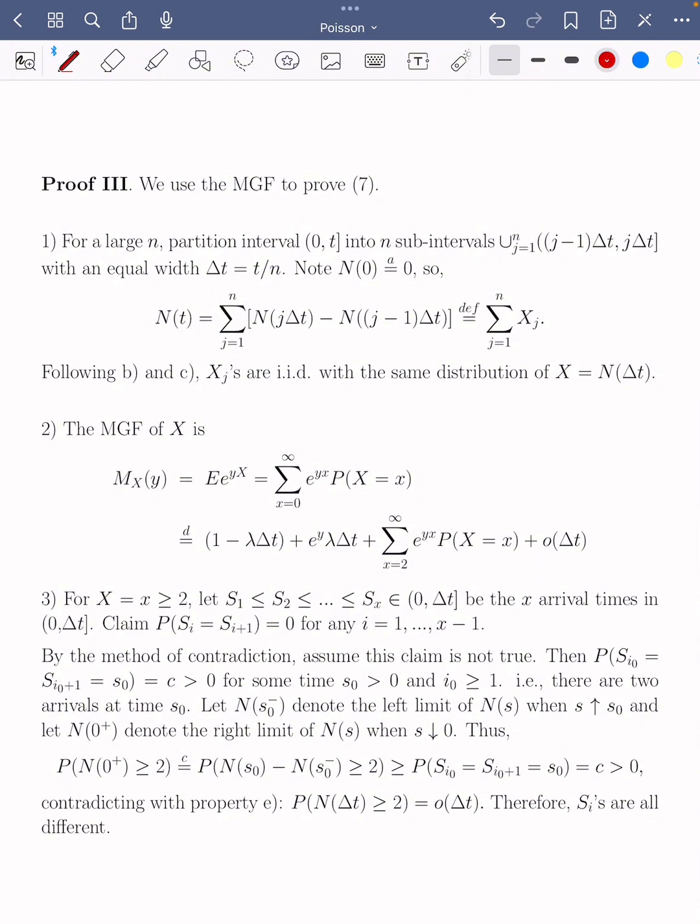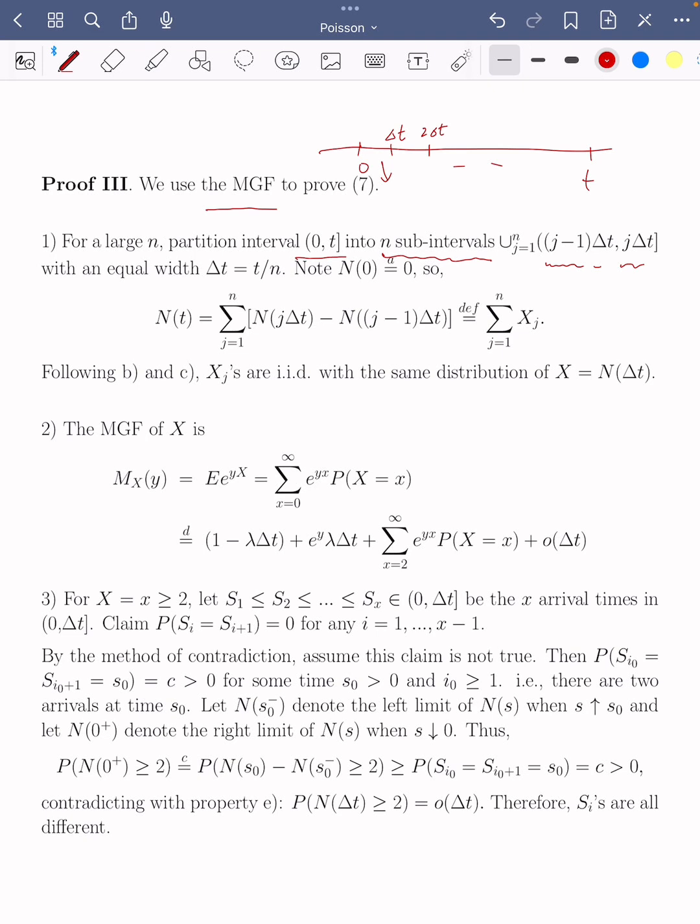So we will establish the previous result using the so-called moment generating function. So similar to the method with the characteristic function, we partition the interval from 0 to t into n sub-intervals, starting from (j minus 1) times delta t and ending at j delta t. So basically we have this 0 and then this t, and then we cut it. This is the first delta t, and then this is twice the delta t, and so on.